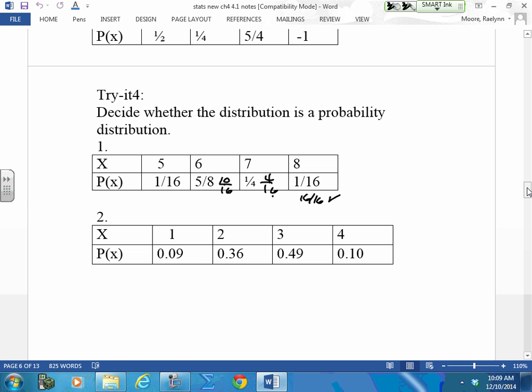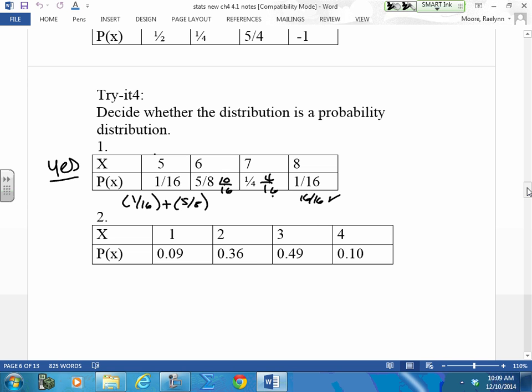If you're going to do them in your calculator without your fraction key, make sure you put them in parentheses like this. Actually, it should do it anyway without the parentheses. It'll do the divide then the add. Alright, so we agree this is a probability distribution. Yes.